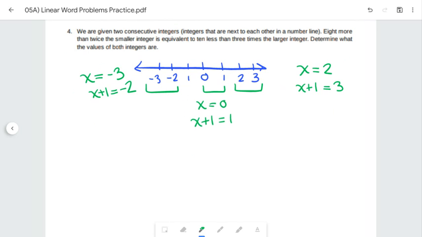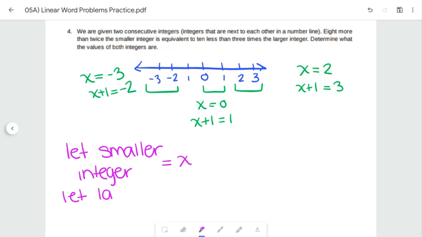So again, now if we're given 2 integers, we can say let the smaller integer equal x, and we let the larger integer equal x plus 1. Okay, so I'm going to use those two when I try to set up this expression now.